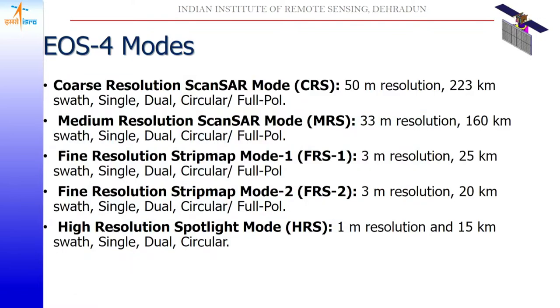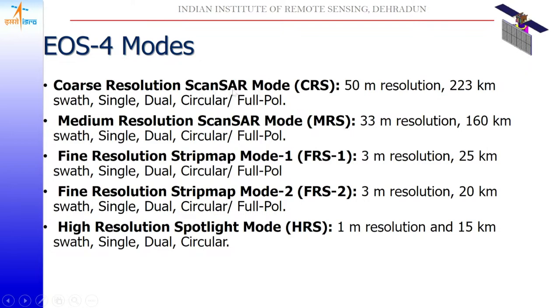So what are the different modes in RISAT-1A? We have basically the CRS, MRS, FRS1, FRS2 and HRS mode. First is the CRS. What is the CRS? It is called the coarse resolution scan SAR mode. As I told you, the classical imaging modes are three: strip map, spotlight, and scan SAR mode. For the EOS-4, the scan SAR has two modes: CRS, which is coarse resolution scan SAR, and MRS, medium resolution scan SAR.